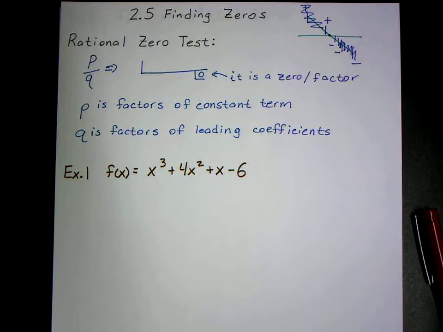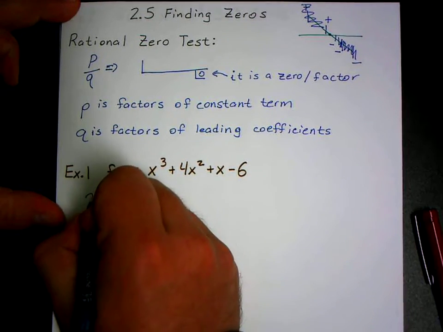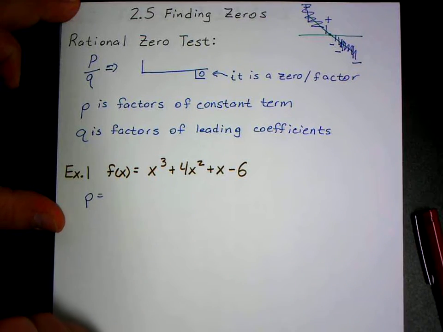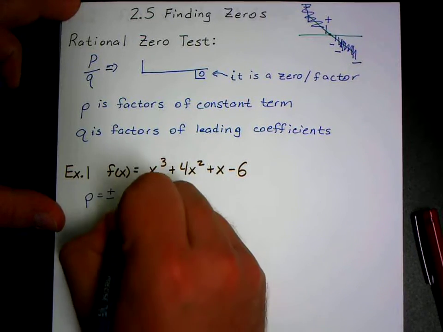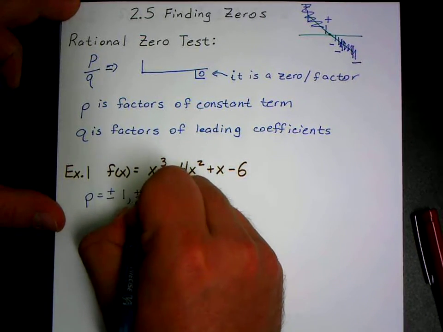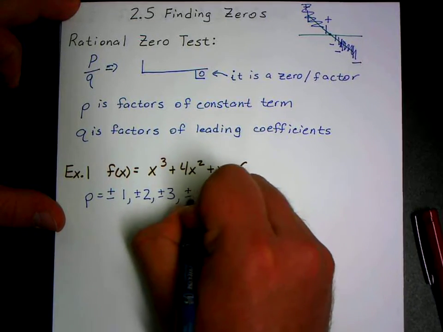Okay. So, let's actually do this. For this problem, P would be factors of 6. The negative doesn't matter because we consider both positives and negatives. So, I'd have positive and negative 1, positive and negative 2, positive and negative 3, positive and negative 6.